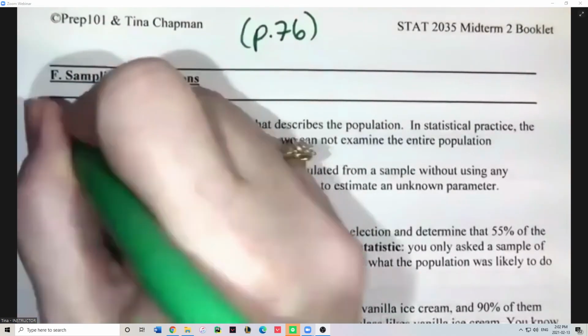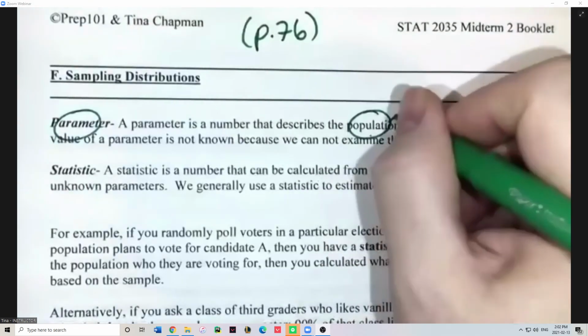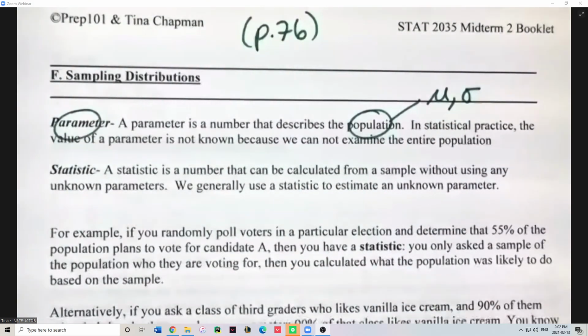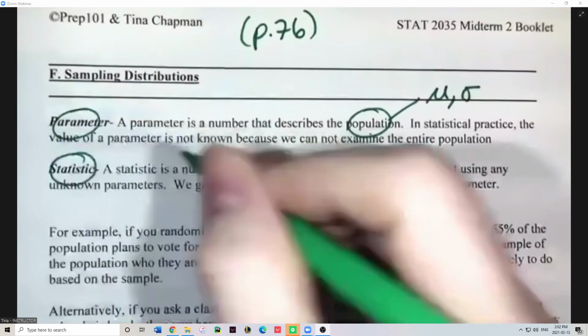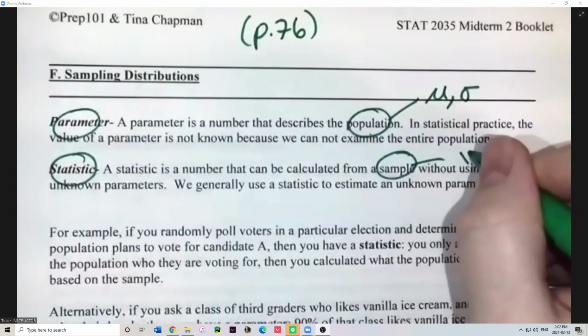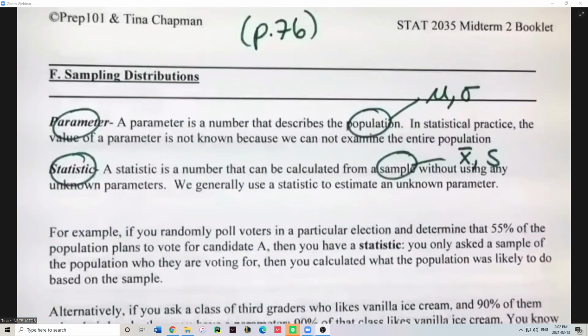Okay, so we talked about parameter refers to a population. Mu and sigma are parameters. So mu is the population mean, sigma is the population standard deviation. Statistic refers to a sample, so we have X bar and S.